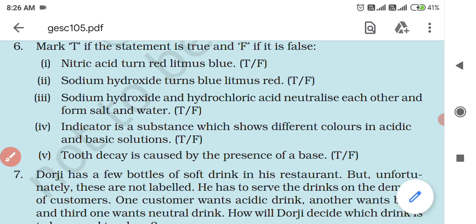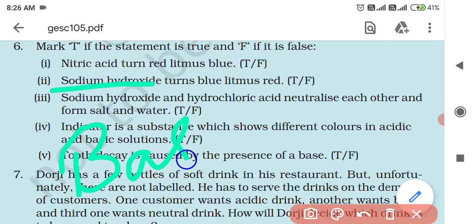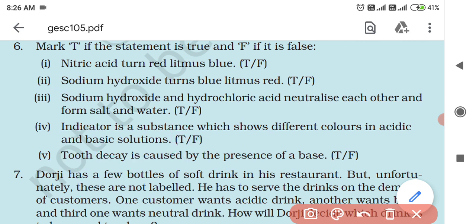Similarly, Roman number 2: sodium hydroxide turns blue litmus red. Again, sodium hydroxide is a base. Bases turn red litmus paper, or red litmus solution, to blue color. Bases will not change the color of blue litmus to red. So what will you write here? False. F. Okay.